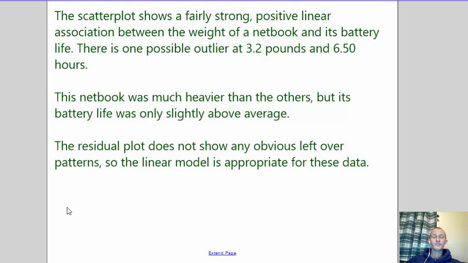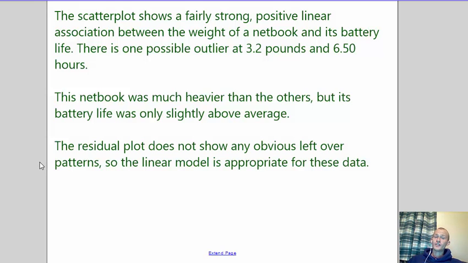So the first part we're going to do is describe that scatter plot. We're going to go through STUD. So we talk about strength, type, unusual features, and direction. The scatter plot shows a fairly strong positive linear association between weight of a netbook and its battery life. There is one possible outlier at 3.2 pounds and 6.5 hours. With that information, we should also give a little bit of context about why we think it is an outlier. This netbook is much heavier than the others, but its battery life is only slightly above average.